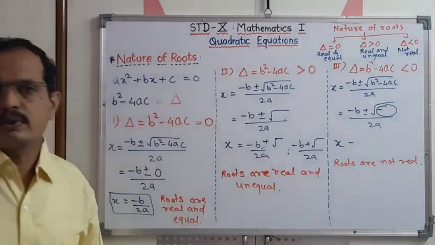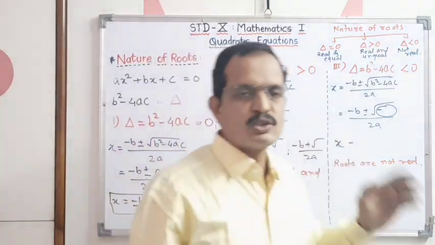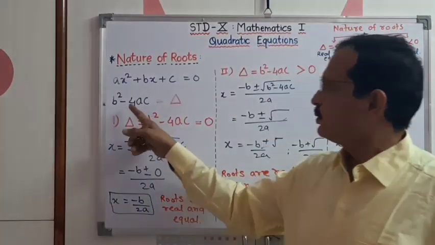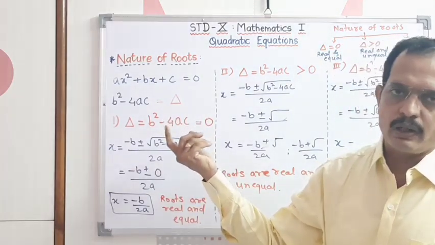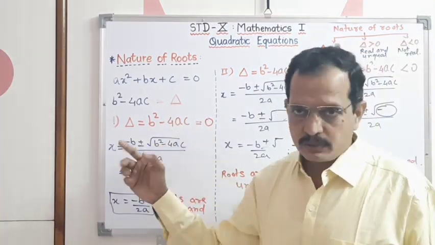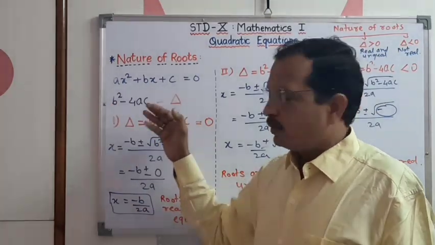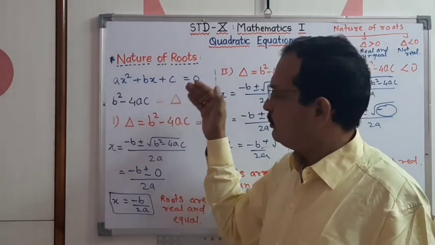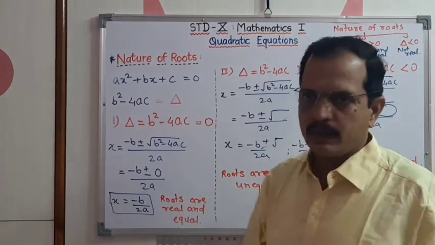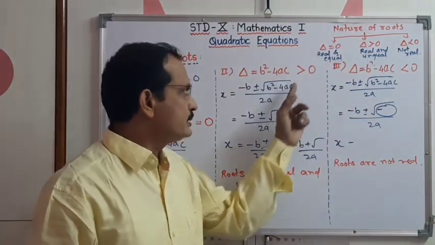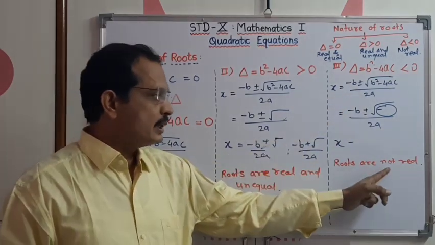Got it? Therefore, while solving a sum based upon the formula method, first of all we have to find out the value of b square minus 4ac, as we have already studied in the previous lecture. Then if delta is equal to 0, roots are real and equal. If it is greater than 0, then real and unequal, and if delta is less than 0, then the roots are not real.